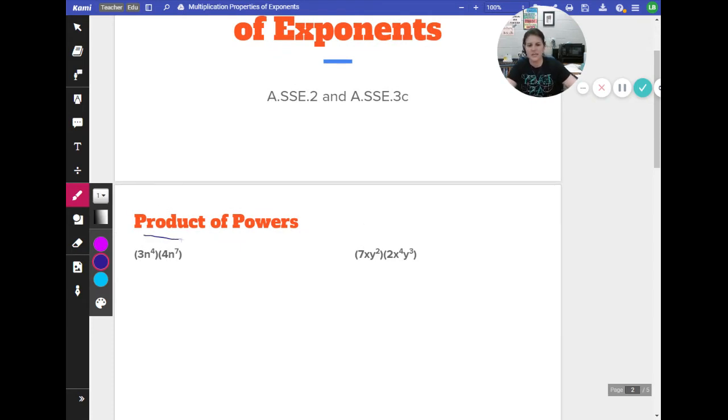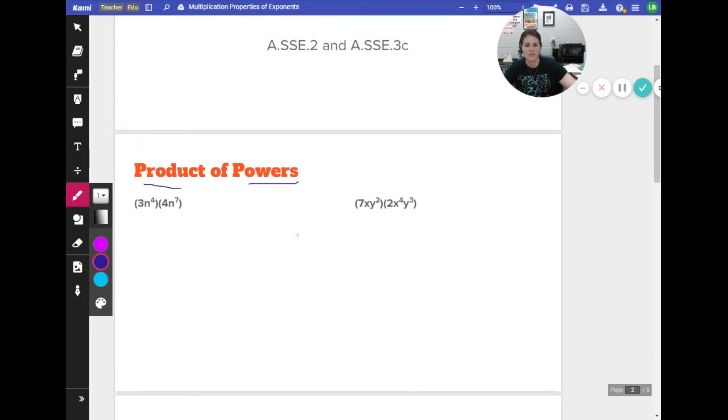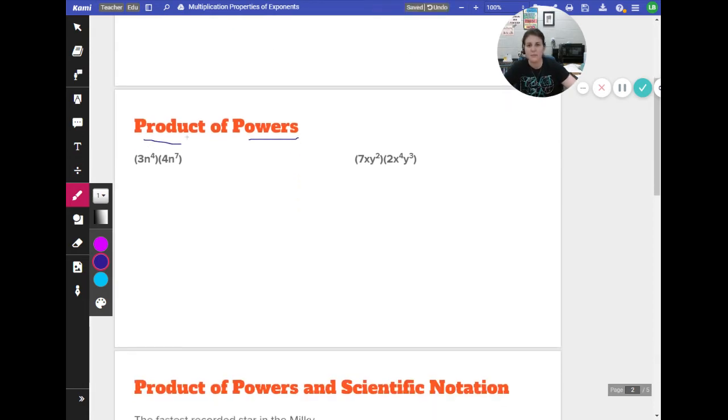Okay, so today we're going to begin with product of powers. It's important to remember product means the answer to a multiplication problem. And what is a power? A power is when we have a number that's called the base raised to a little number that's called the exponent. That whole thing all together gives us a power. So we have the base, the exponent, and all together it makes the power.